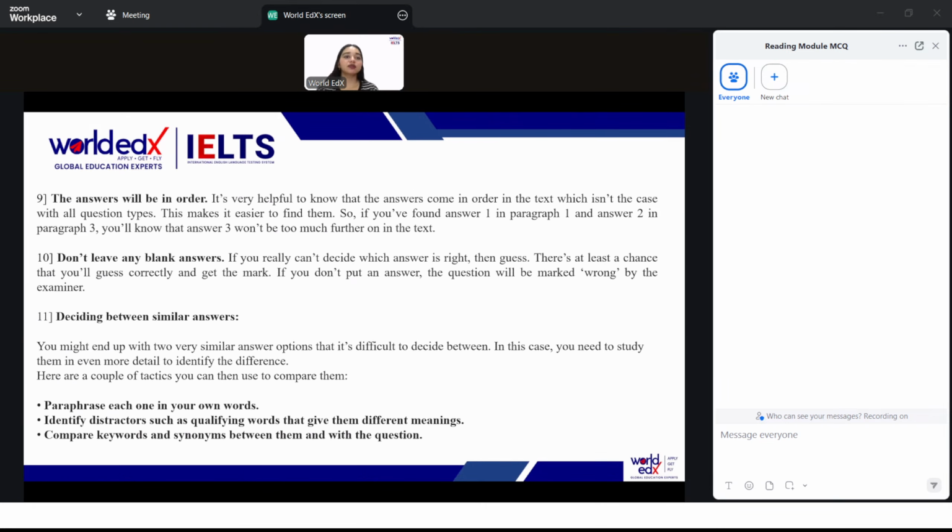Now, the answers will be in order. This is something very good about multiple choice questions, because unlike true, false, and not given, here you don't have to keep looking at where the information will come from. Will it come from the same passage? Will I have the information incoherently? For multiple choice questions, the answers come in order. So once you find the first answer, the next one will be somewhere further down. You don't have to first figure out where the answer has been taken from. If you find one answer, the next one comes after. So that is another thing.